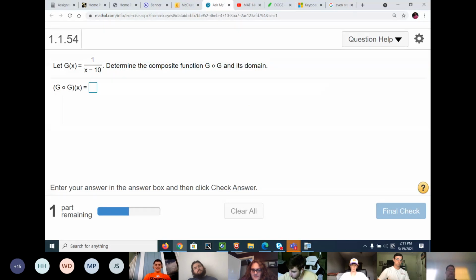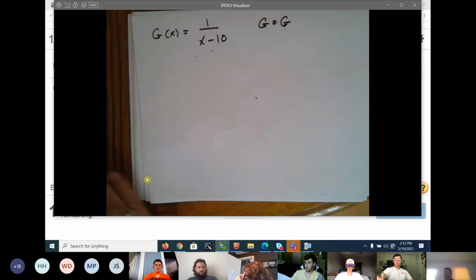All right. Says g of x. That's the wrong problem, Hubert. I know, I'm doing this because somebody sent it. Oh, okay, my bad. 1 over x minus 10. And we're going to do g composed of g. And there is the problem.